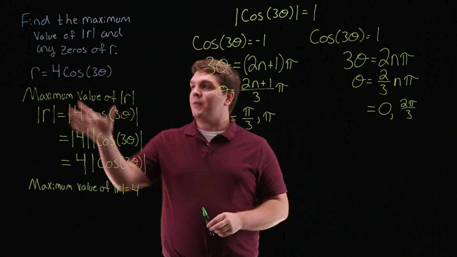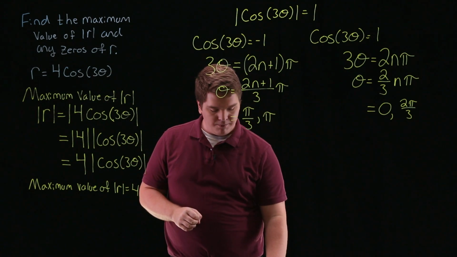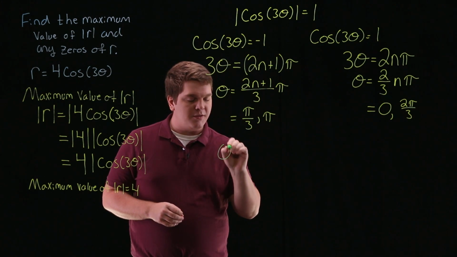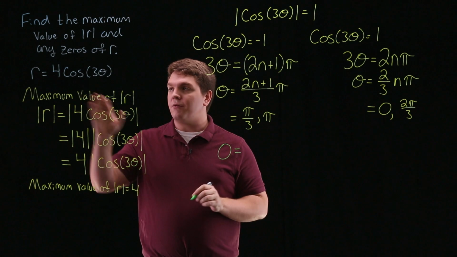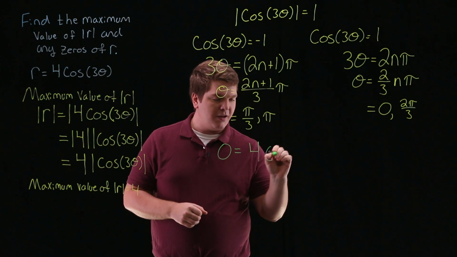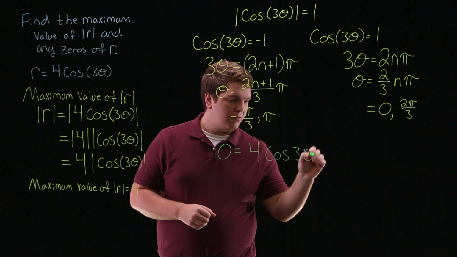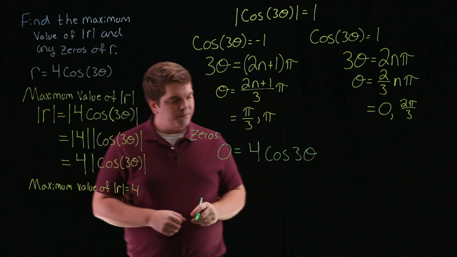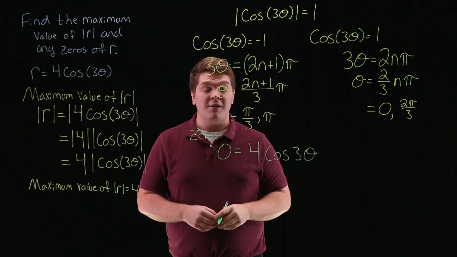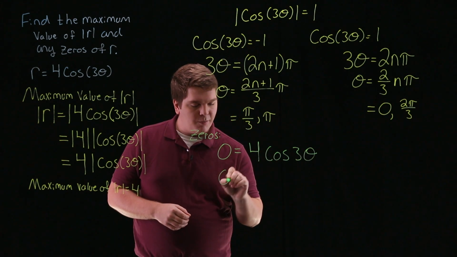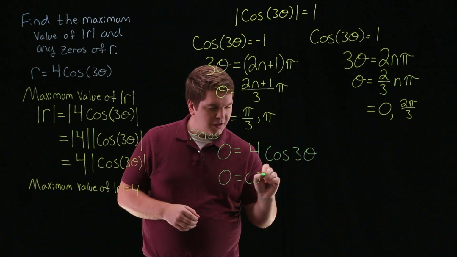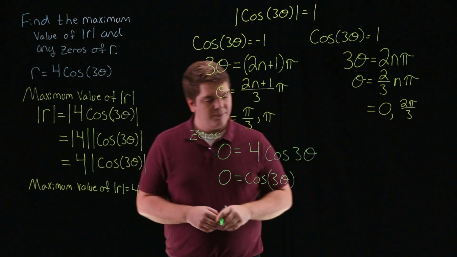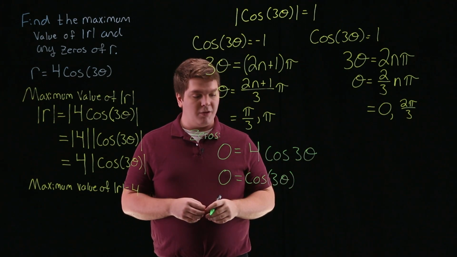Now the next thing we want to do is find any of the zeros of r. To find the zeros of r, we want to solve the equation 0 is equal to 4 times cosine of 3 theta. Here we can divide both sides of this equation by 4, and we end up with the equation 0 equals cosine of 3 theta. So this is the equation that we're looking to solve.